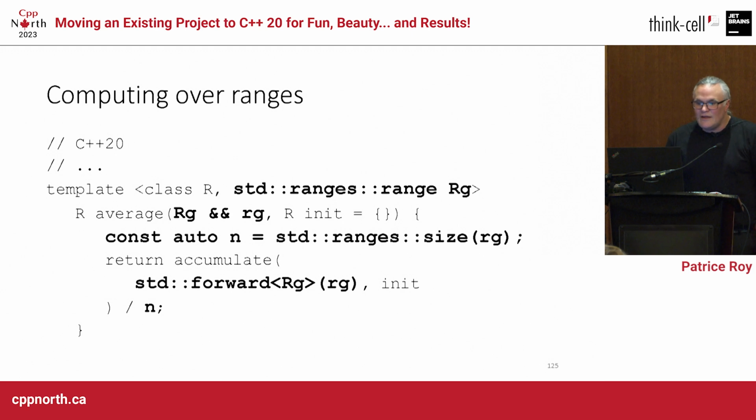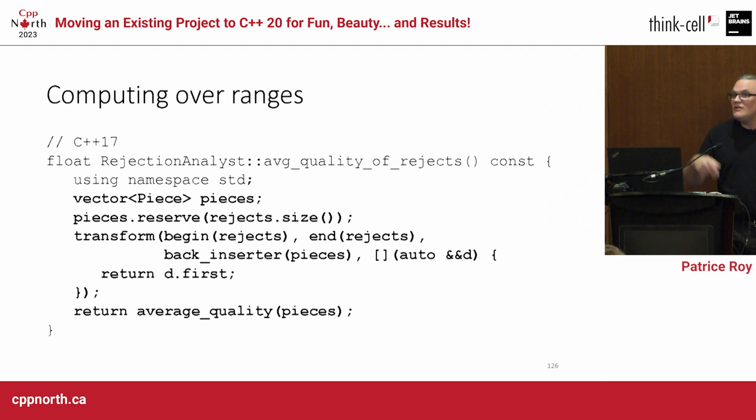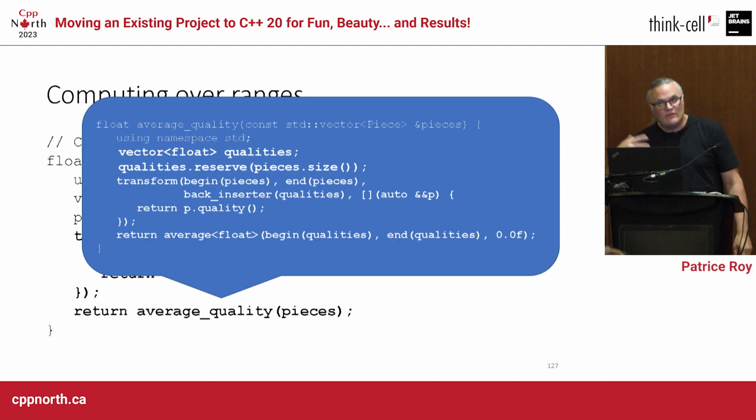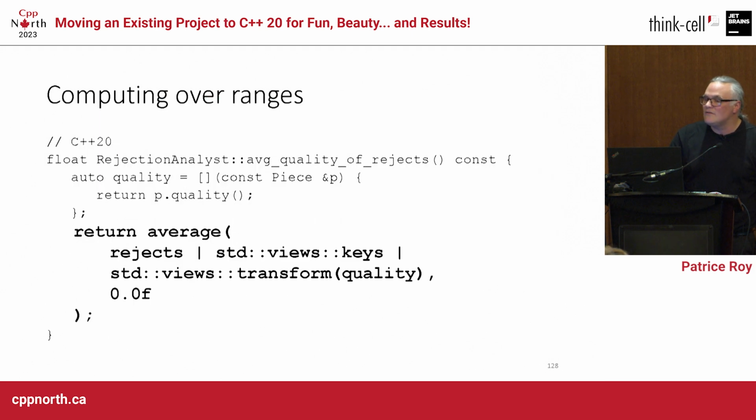Cool. So the code that I had, which used a vector of pieces, allocated, then kept the qualities, and then did the average of the qualities, which involved getting another vector in there and reserving space and getting the qualities in there and doing an average. The whole thing looks like this now. This is kind of neat, though, because I am doing that average on something that's not even a container. I'm taking the rejects, but I only need the keys. So that's my first transform. But I'm not doing a transform really at this point because it's lazy computing.